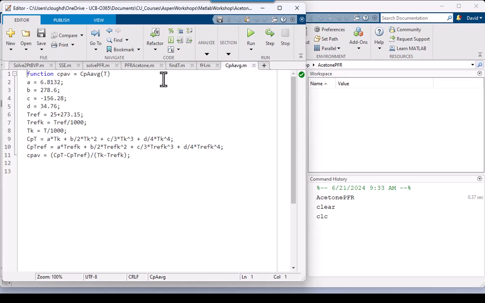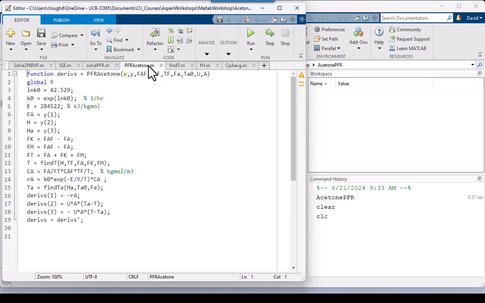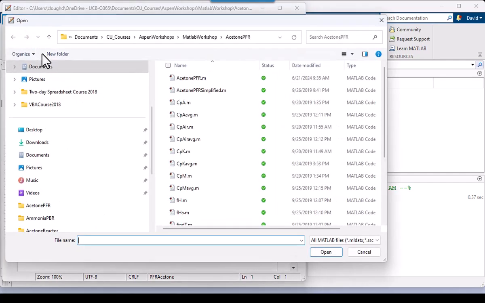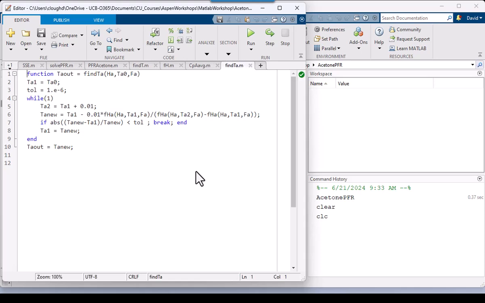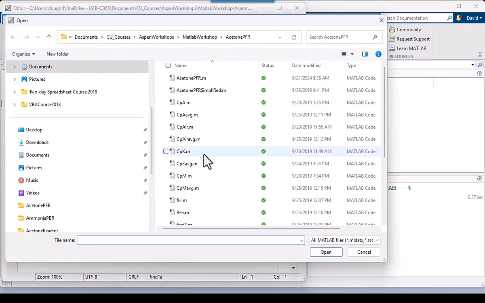And if we come back to our PFR acetone, we have a similar calculation to find the temperature of the air. So let's open that. Find TA. And this again is the same type of scheme with the modified secant method. We're using now a function FHA. We'll take a quick look at that.